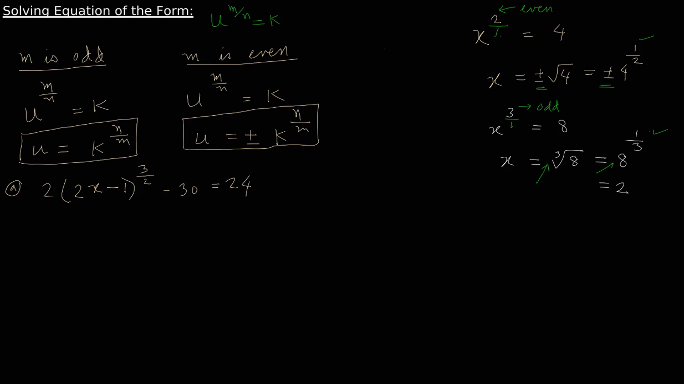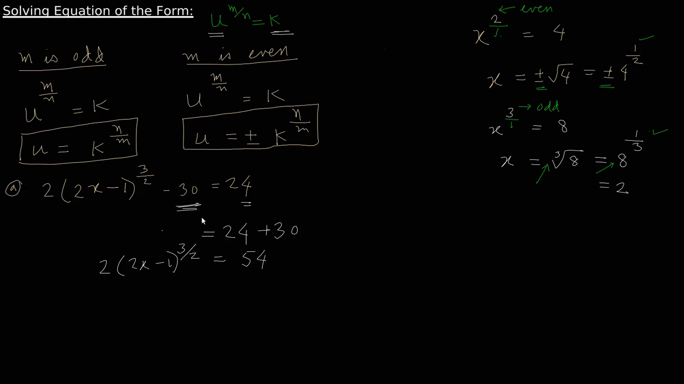First of all, as you can see, the equation is u power something equal to a constant. So I'm going to make sure that my constants are all on the right hand side. I have 24, and the negative 30 becomes positive 30 on the other side, which equals 54. So 54 equals 2 times 2x minus 1 power 3 over 2.